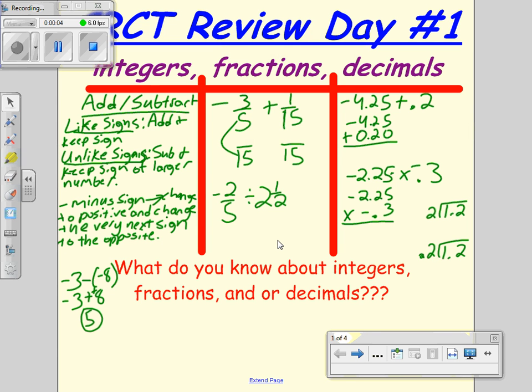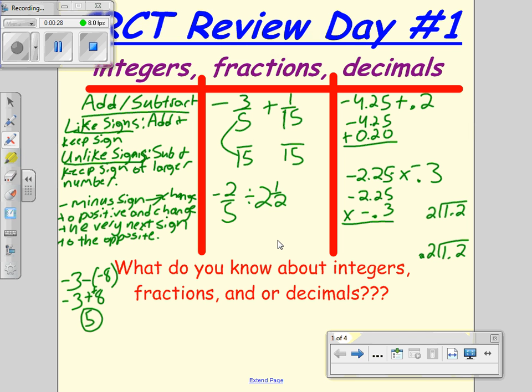Today we're going over combining rational numbers: integers, fractions, and decimals. Rules for adding and subtracting integers: like signs, add and keep the sign. Unlike signs, subtract and keep the sign of the larger number. Minus sign, change to a positive, and change the very next sign to the opposite.